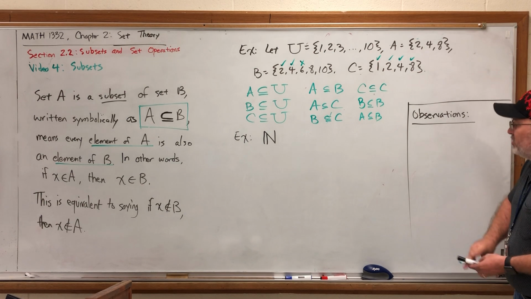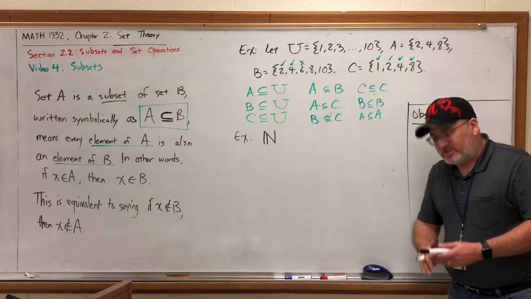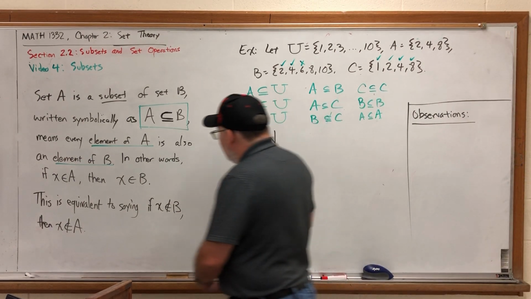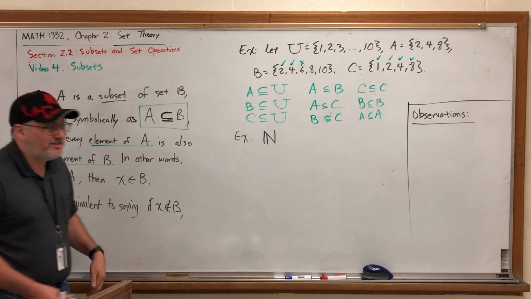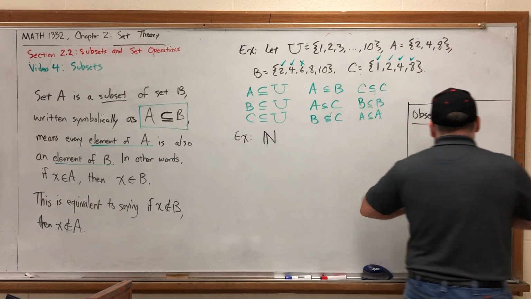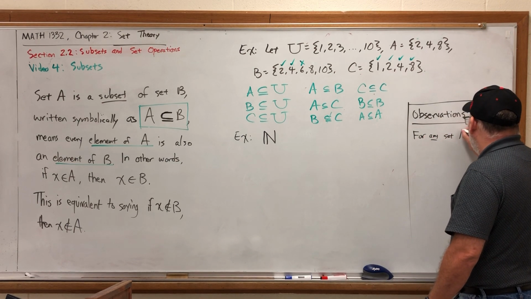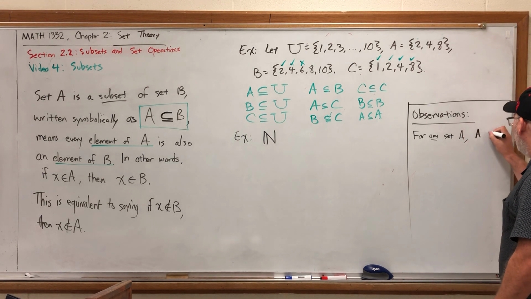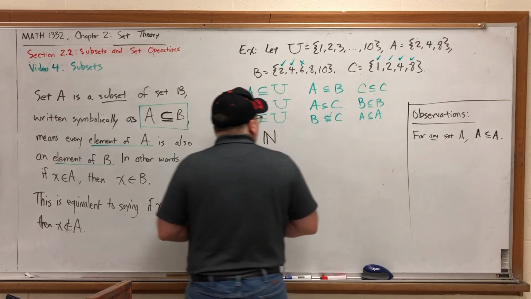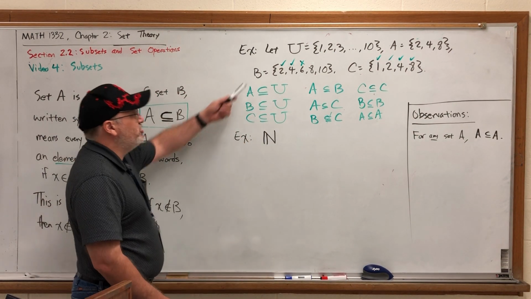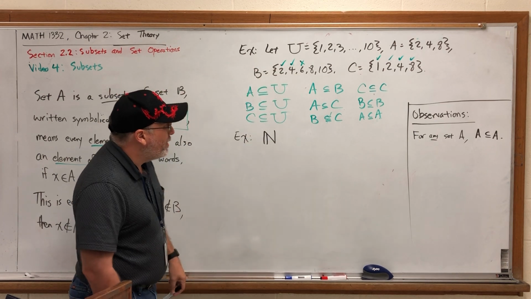Excuse me, I meant to write A as a subset of A. But it's kind of trivial to say that a set is a subset of itself. Because if you belong to a set and then I ask you, do you belong to that set? The answer has to be yes. That's actually one of our observations. For any set, we'll call it A, A is a subset of itself. It's one of our observations. But I don't think there's any more subset relationships besides the universe as a subset of itself that we can write using U, A, B, or C.